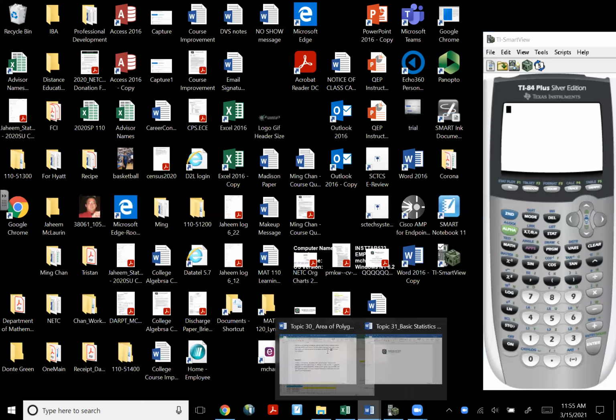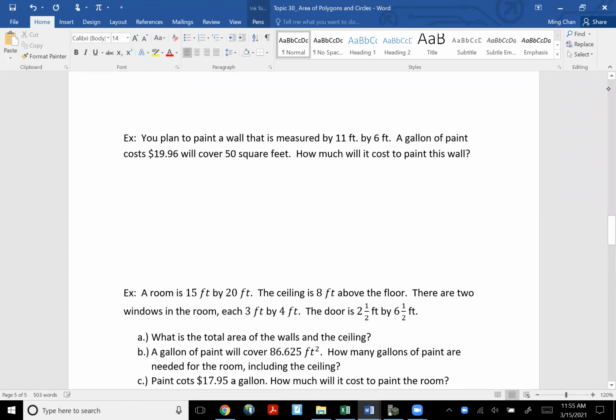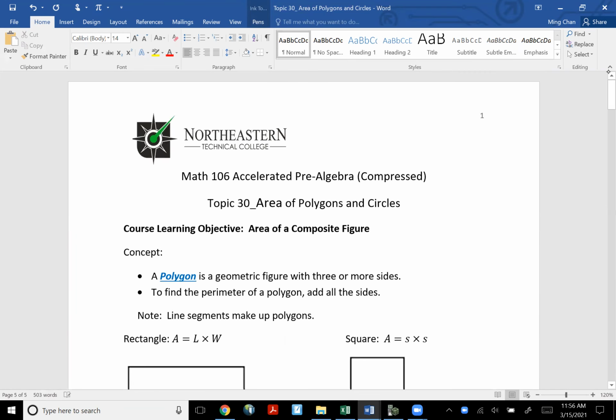So let's take a look at how we can find the area of polygons and circles. The previous video was about finding the perimeters. So here we're going to learn how to find the area.